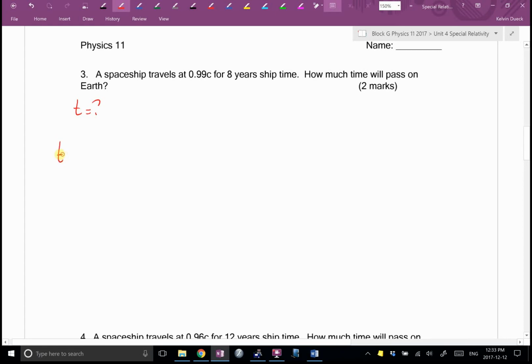Well, I think t equals t0 all over the square root of 1 minus v over c all squared. I showed you, for those of you that were away, we said that that's also called the Lorentz factor, the gamma function, and it's less writing. So it's going to be 8 years on the ship, over the square root of 1 minus 0.99 c over c all squared. Evan, do you see? I do see this time.